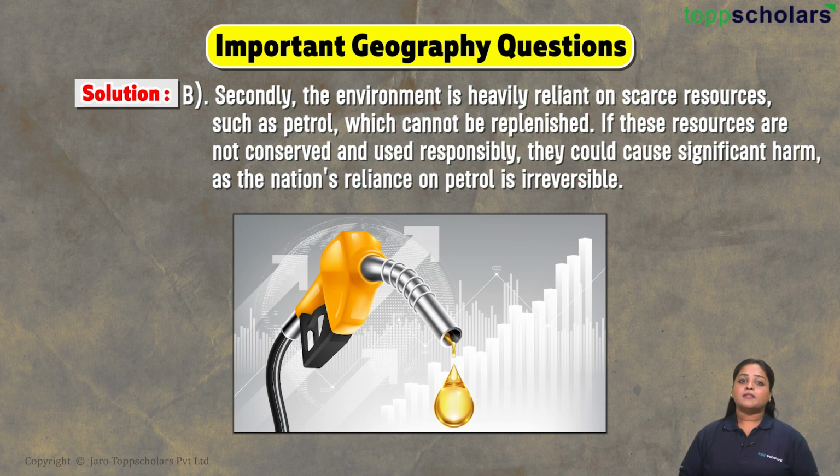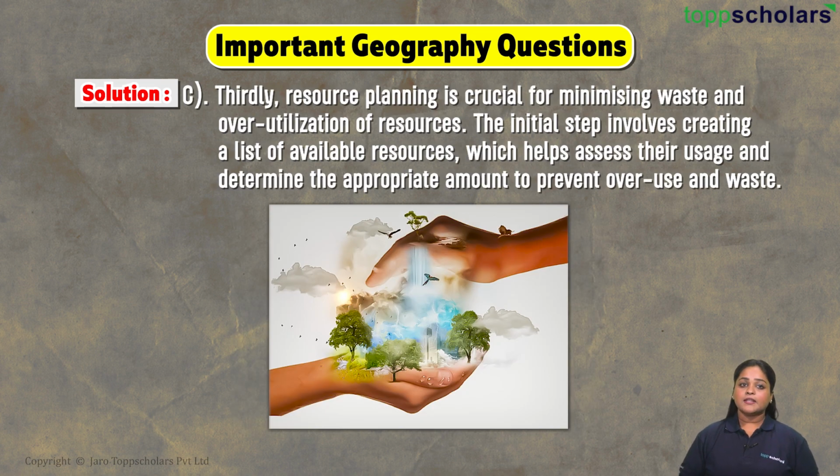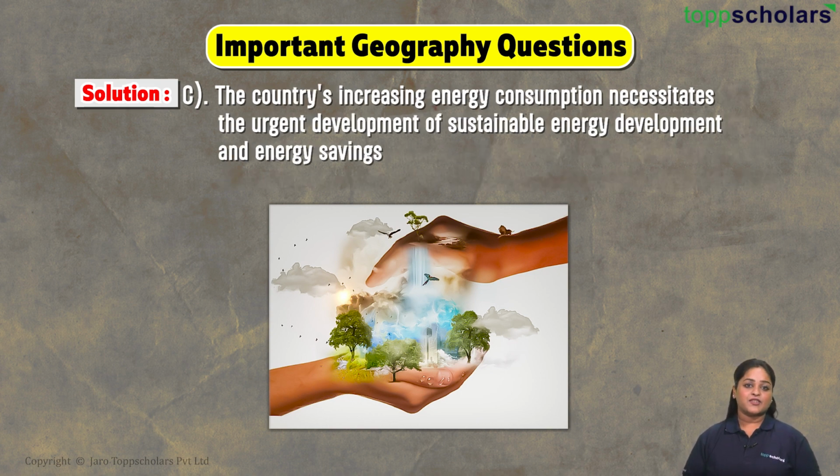B. Secondly, the environment is heavily reliant on scarce resources such as petrol, which cannot be replenished. If these resources are not conserved and used responsibly, they could cause significant harm, as the nation's reliance on petrol is irreversible. C. Thirdly, resource planning is crucial for minimizing waste and overutilization of resources. The initial step involves creating a list of available resources, which helps assess their usage and determine the appropriate amount to prevent overuse and waste. The country's increasing energy consumption necessitates the urgent development of sustainable energy and energy savings.